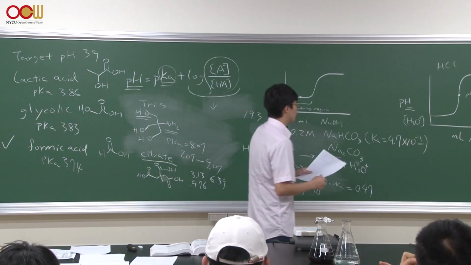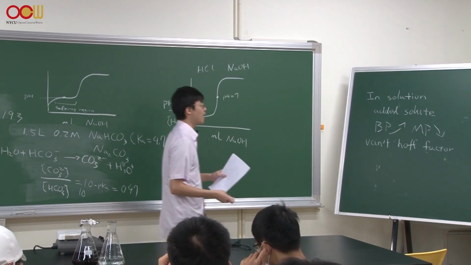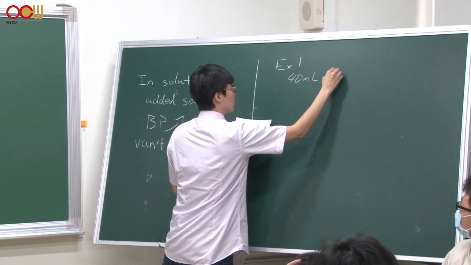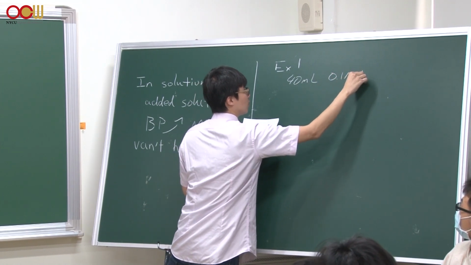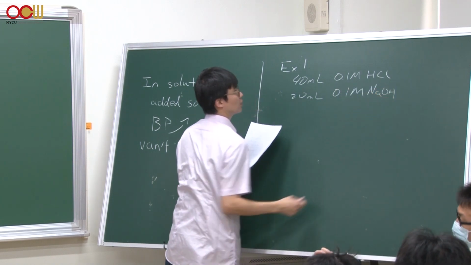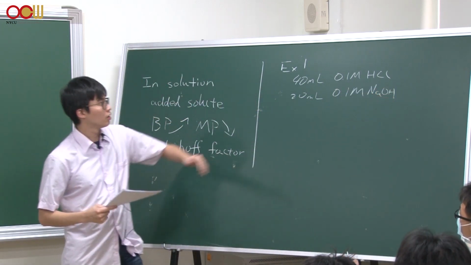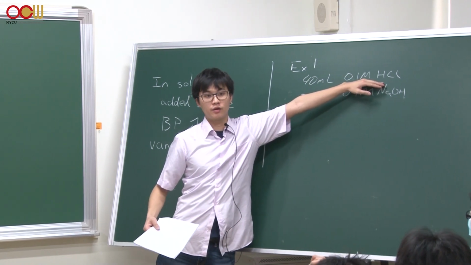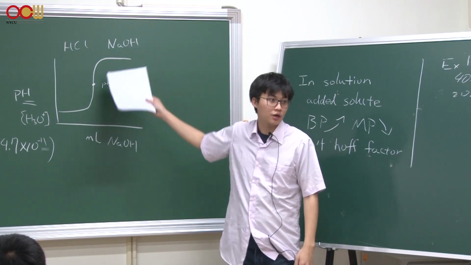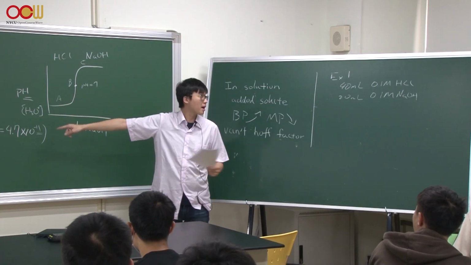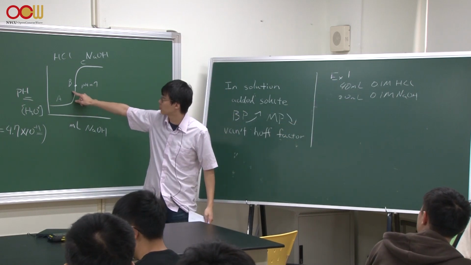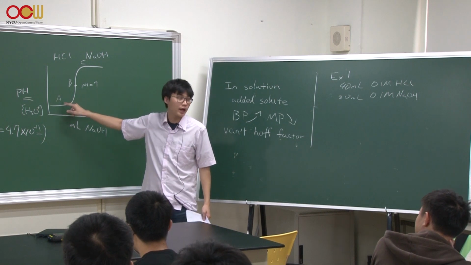All right, so if we go back to this scenario, we have example 1. If we have 40 milliliters of 0.1 molar HCl and 20 milliliters of 0.1 molar NaOH, we know these two will react immediately, right? Where do you think we might be on this curve? Because the amount of base did not exceed the acid, you are in between this region, between A and B.